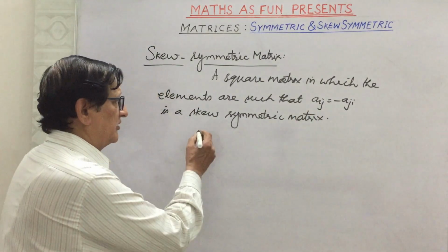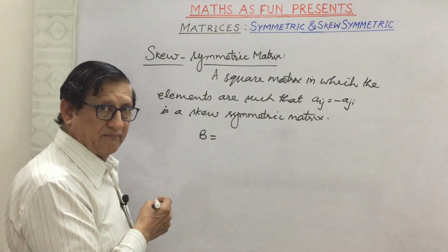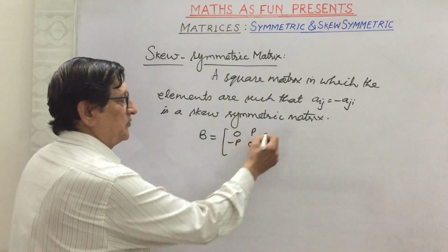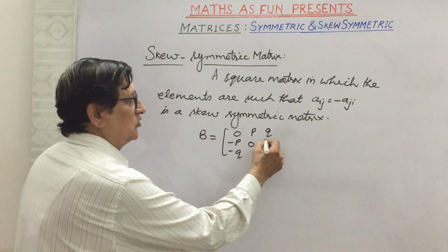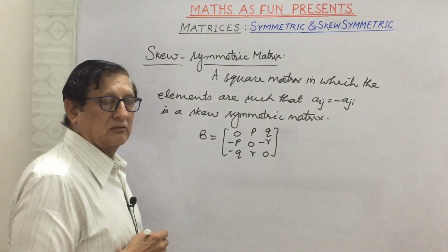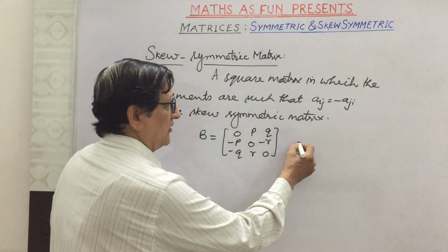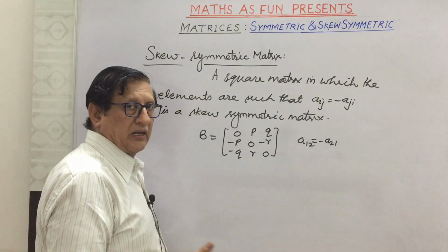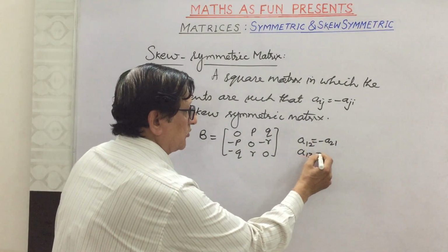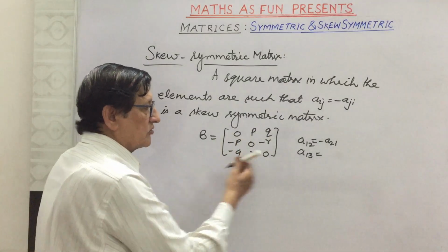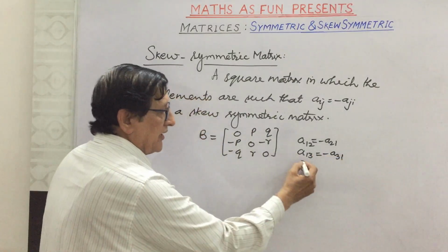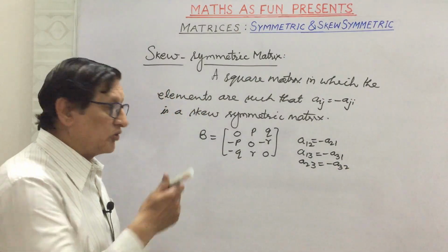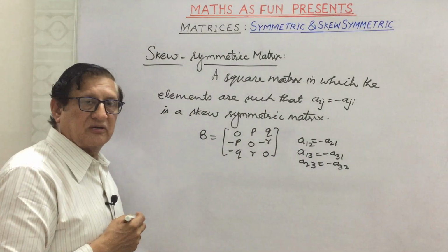Let's take one example here. Suppose we have a matrix B and the elements in this are 0, P, Q, minus P, 0, minus R, minus Q, R and 0. What we find here? We are finding A12 is minus A21. A13 is equal to minus A31. And A23 is equal to minus A32. So it is a skew symmetric matrix.